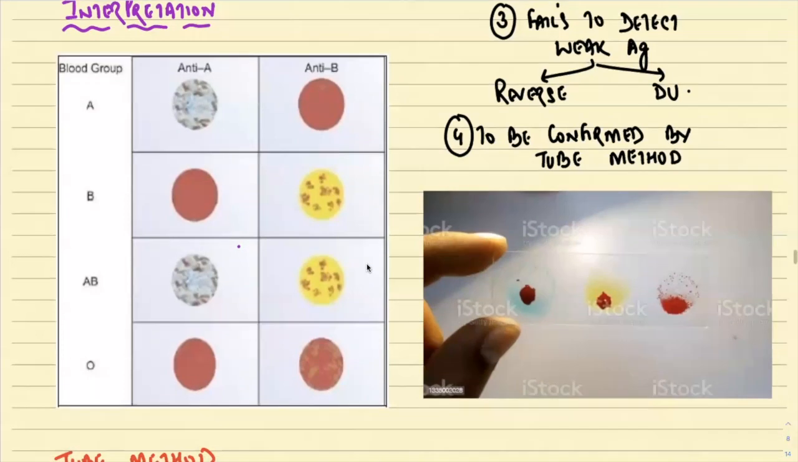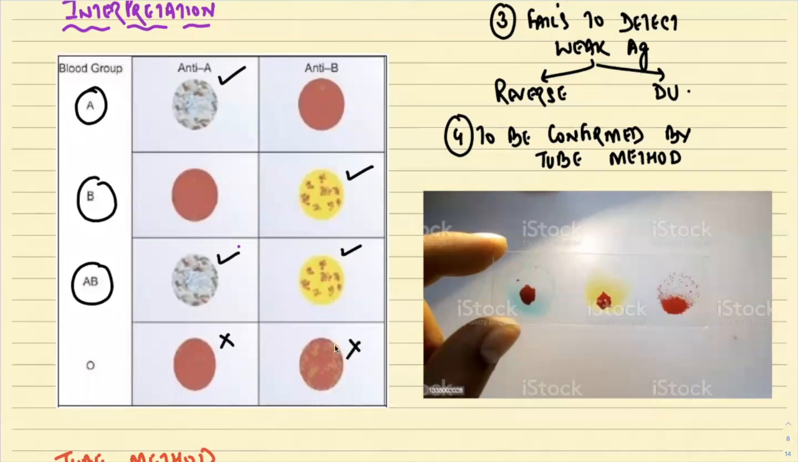So let me show you the interpretation. Now, for example, over here, the agglutination was just seen with anti-A. So the blood group will become A. Okay. So over here, the agglutination was seen just with B. So it is called as blood group B. Over here, agglutination was present in both A as well as B. So you will see AB. Whereas over here, neither here agglutination was there. So the blood group will become O.